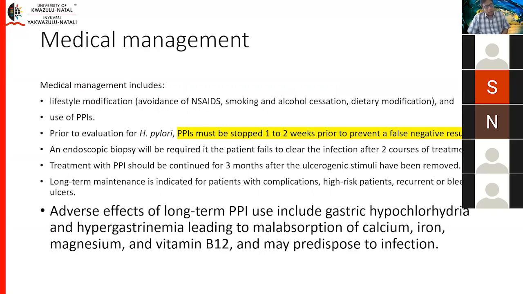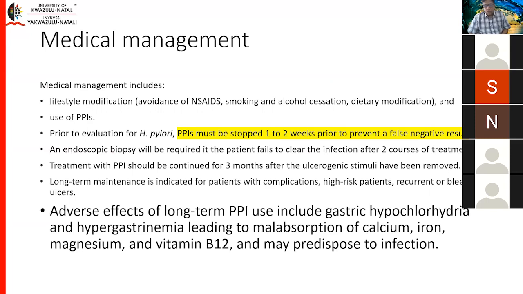But on the next slide, I'm going to just go into a little bit of detail about PPI therapy and what you need to be aware of. And then prior to evaluation for H. pylori, if you're sending the patient for a scope, it's important to actually stop the PPIs for about 2 weeks, right, to prevent, say, a false negative result. And an endoscopic biopsy will be required if the patient fails to clear infection.